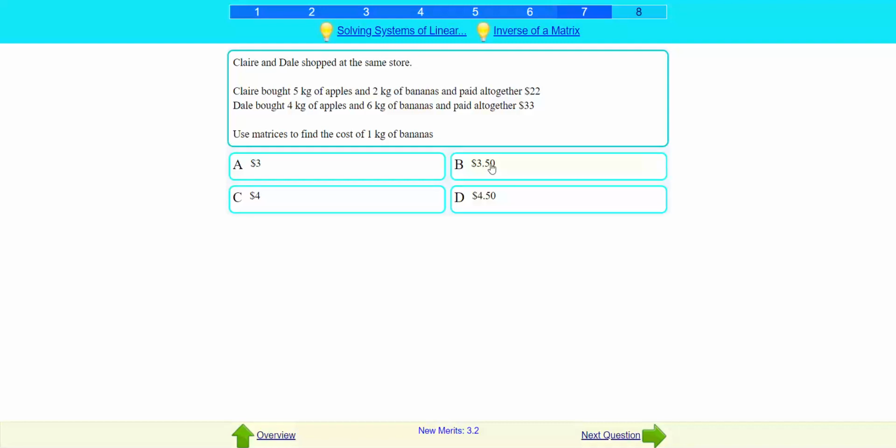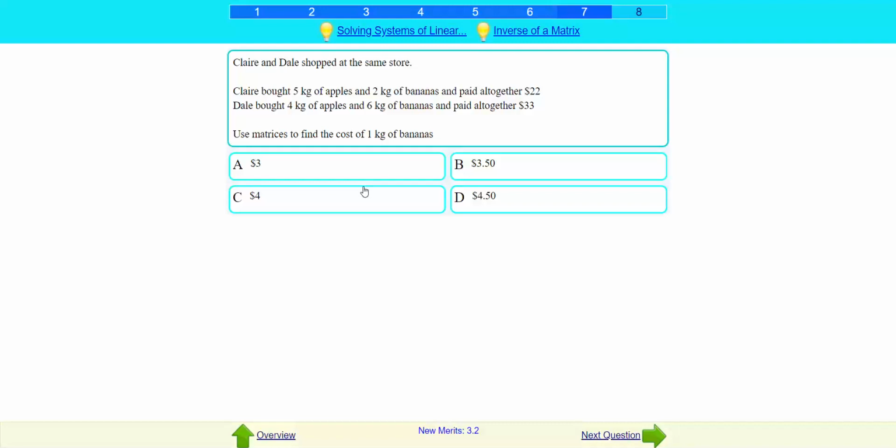So we could solve this using this method or using the reduced echelon form. For the sake of exercise, let me start with the reduced echelon form, the Gaussian elimination, given we've already done a bit of it. So let's write this 5, 2, 4, 6, and then we draw the vertical line. We have 22 and 33 within the matrix.